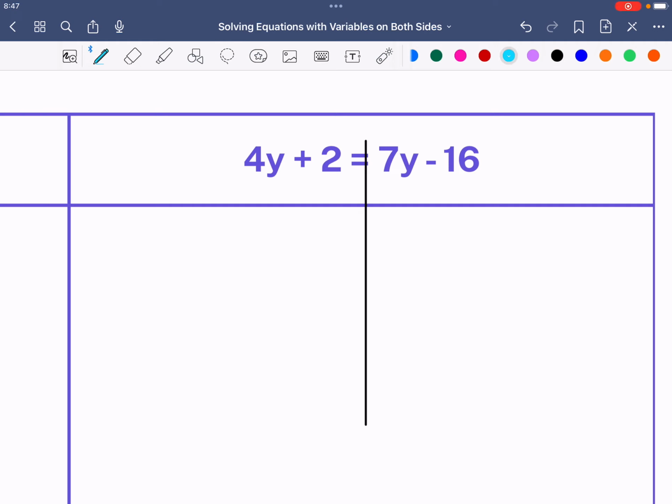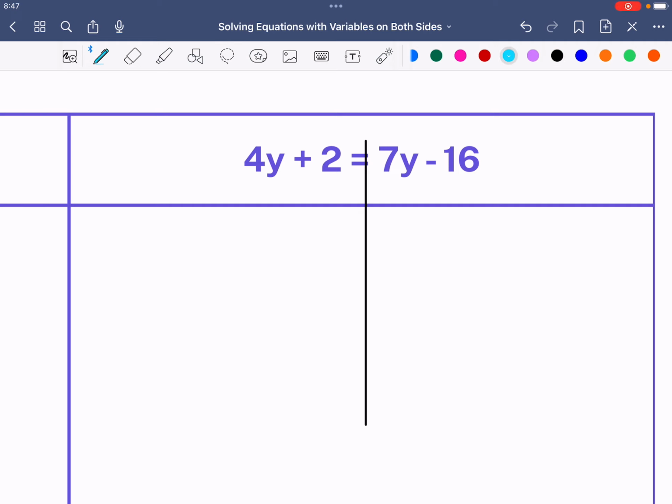Anything I do to one side, I do to the other. 4y minus 4y is 0. I'm going to bring down that positive 2 equals, now again I lined up my terms that I'm going to subtract. 7y minus 4y gives us 3y. Bring down that minus 16.